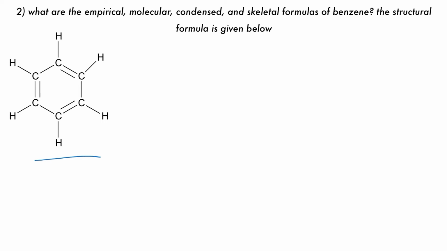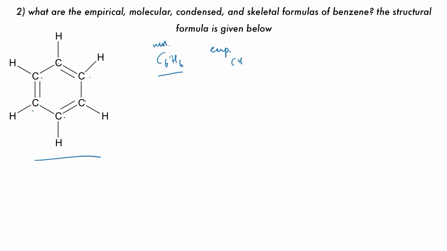So we have 6 carbons, 1, 2, 3, 4, 5, 6, so 6 carbons. We also have 6 hydrogens, and so our molecular formula is going to be C6H6. So that's our molecular formula. Our empirical formula then is going to be CH, because CH is the simplest ratio of this.